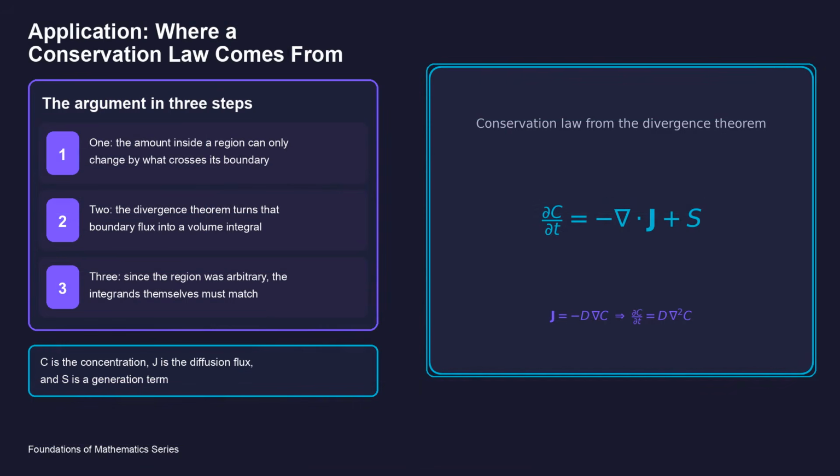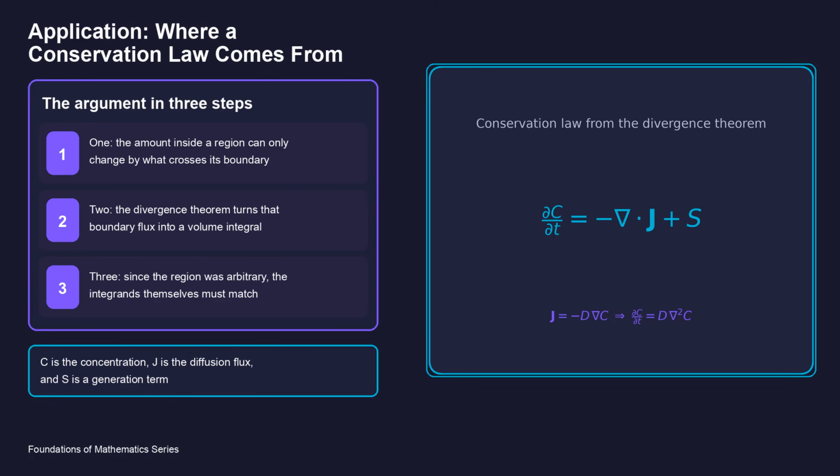Here is the payoff in materials science. Consider atoms diffusing through a solid. Take any region and observe that the amount of material inside it can change only by what crosses its boundary, plus whatever is generated inside. That boundary term is a flux integral, so the divergence theorem converts it into a volume integral of the divergence of the flux. Now both sides are volume integrals over the same arbitrary region, and if 2 volume integrals agree over every region, their integrands must agree pointwise.